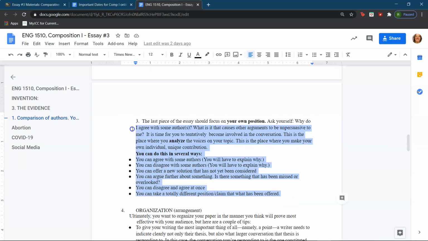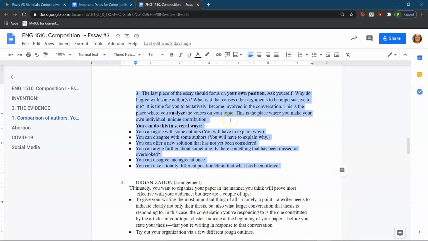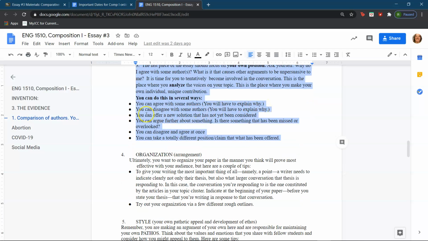So then from there, you're going to take your own position. Do you agree with some authors? What is it that causes other arguments to be unpersuasive to me? It is time for you to become involved in the conversation, and you can do this in several different ways. You can agree with some authors, and you have to explain why. You can disagree with some authors, and you'll also have to explain why. You can offer a new solution that has not yet been considered. You can argue further about something. Is there something that has been missed or overlooked? You can disagree and agree at once, or you can take a totally different position or claim than what has been offered.